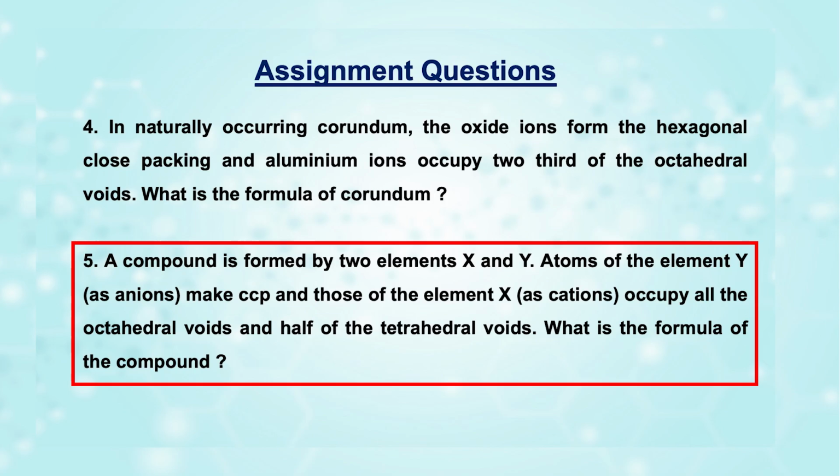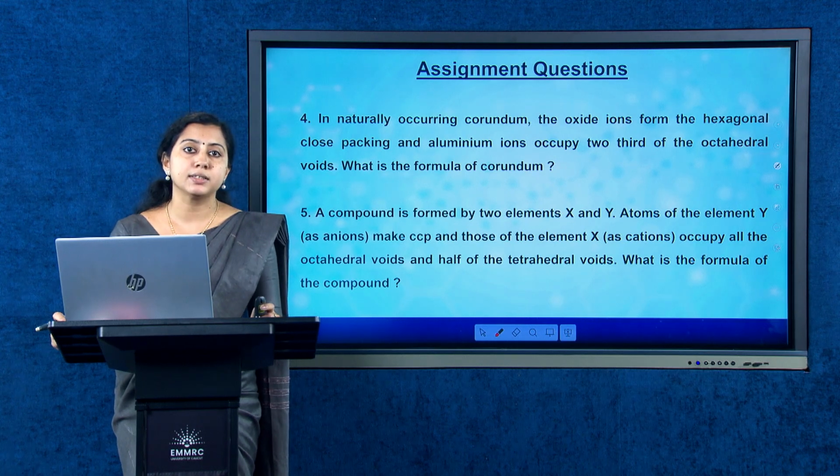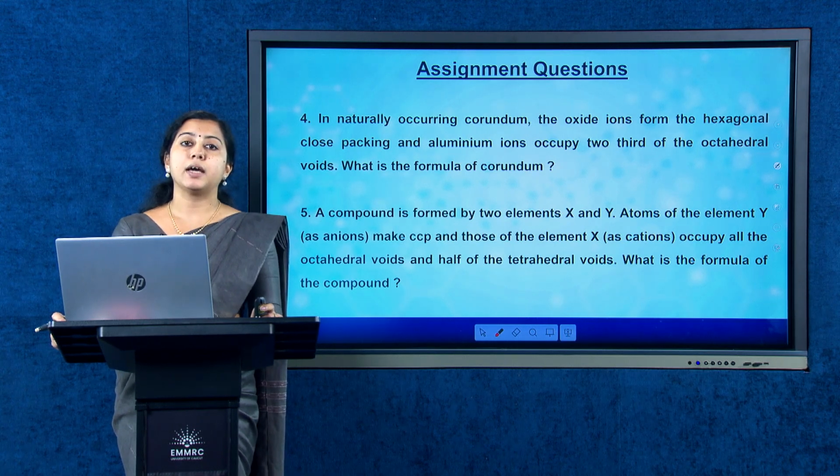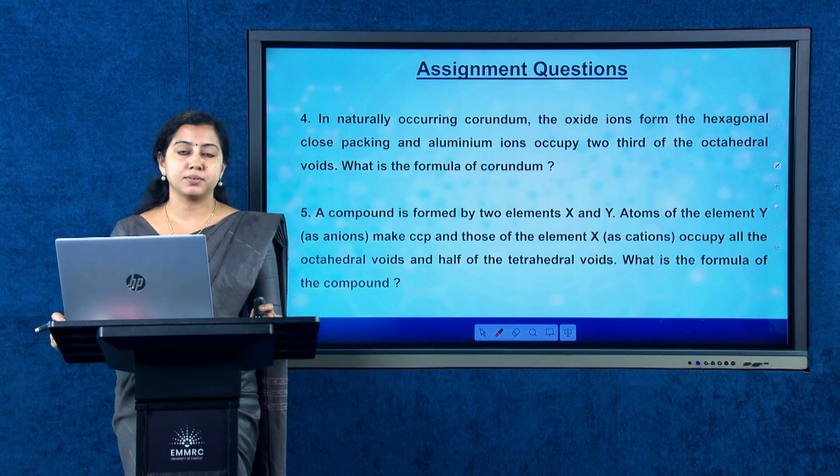Fifth question, a compound is formed by two elements X and Y. Atoms of the element Y as anions make CCP, that is cubic close packing, and those of the element X as cations occupy all the octahedral voids and half of the tetrahedral voids. What is the formula of the compound? Try to find the answers for these assignment questions and we will discuss the answers in the next class.